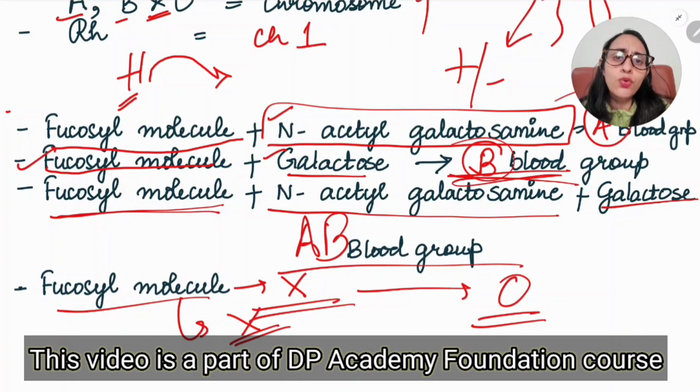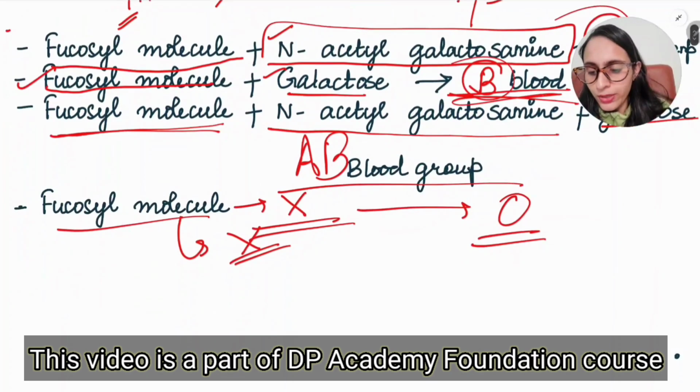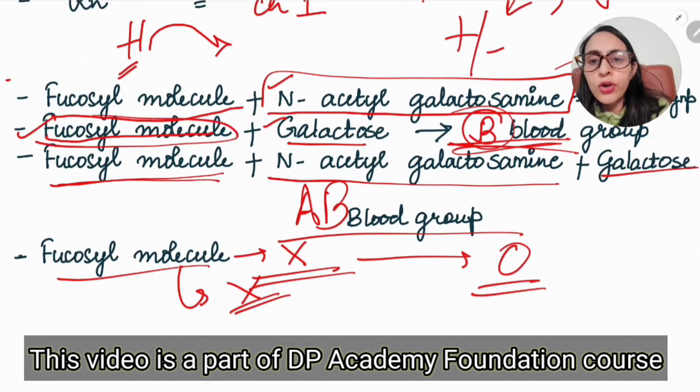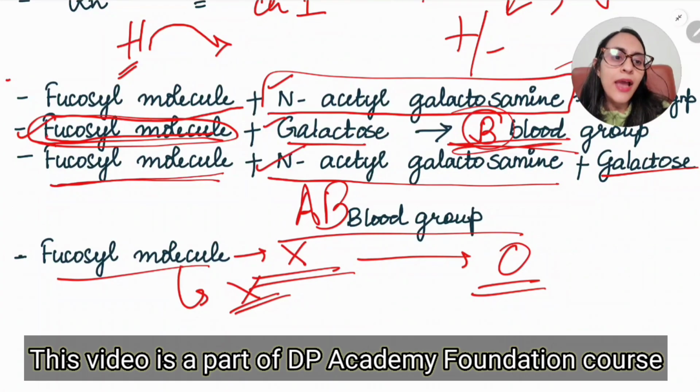And if this fucosyl molecule does not add to any of the molecule, then it becomes the O blood group. As the name suggests, 0. It is not adding to any of the molecules, so that makes it an O blood group. You can remember it makes it a 0 blood group. So the maximum conversion of the fucosyl molecule happens in AB, because it is adding to N-acetyl galactosamine as well as galactose, so there is very less of the H substance, very less of the fucosyl molecule left.